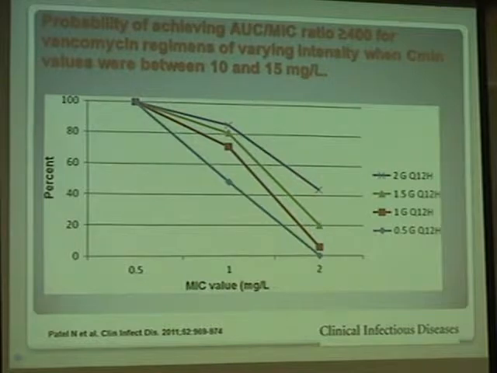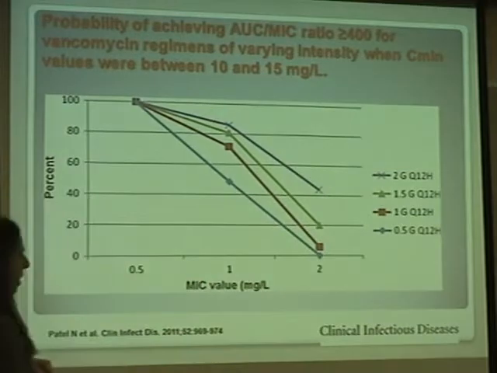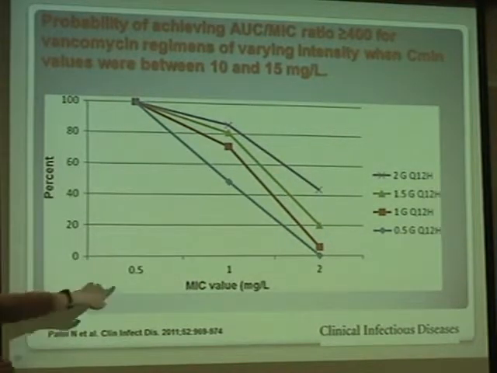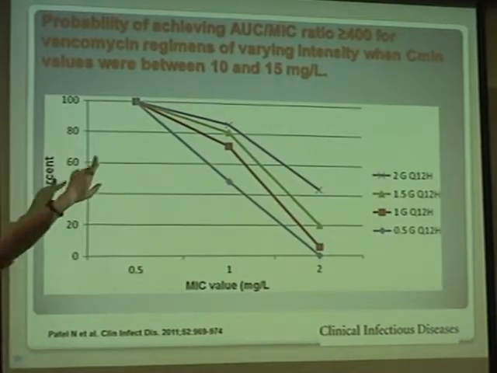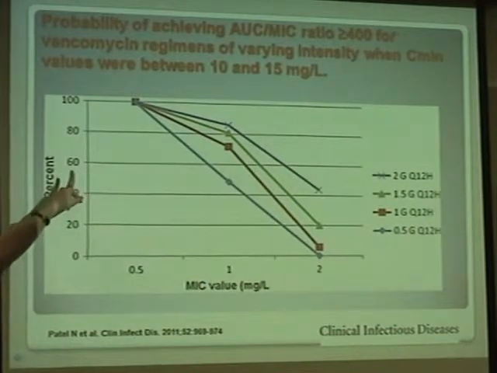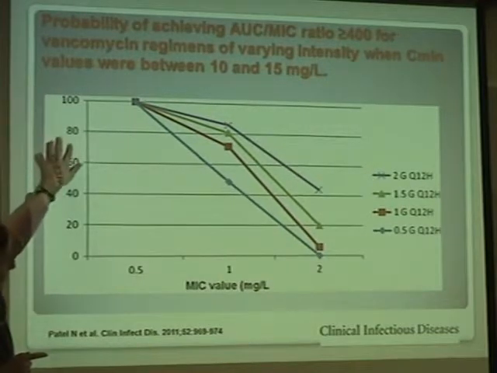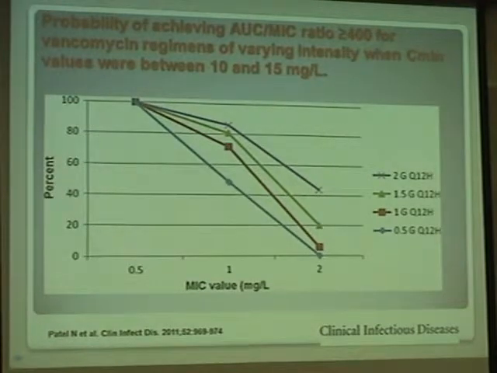So in this, this is adults obviously, they used these different dosing regimens of 0.5, 1 gram, 1.5, and 2 grams every 12 hours. And they were looking at troughs that were between 10 and 15. And when the MIC value was 1, their percent of actually getting to their target of having an AUC to MIC of greater than 400 was at 80% on the 1.5 grams every 12 and the 2 grams every 12. And these trough levels were between 10 and 15.